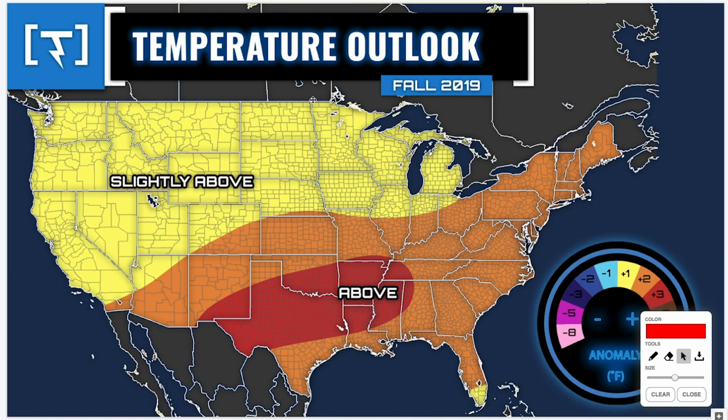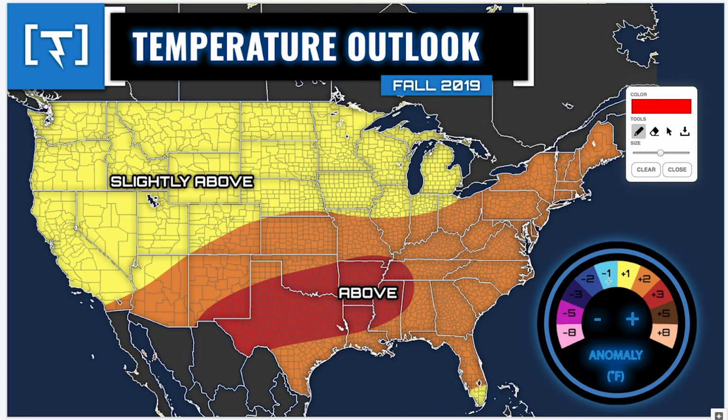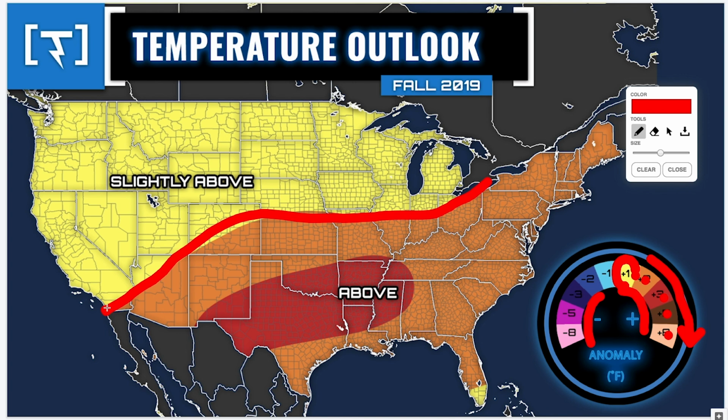Here's your temperatures. This is going to be your anomalies. This is above over here. This is below over here. And each of these represents a degree. This is actually in the Fibonacci sequence. So it goes 1, 2, 3, 5, and then 8 degrees above average, and vice versa. So this yellow area generally is going to be about a degree above average. So only slightly above average. So mild to slightly above average.